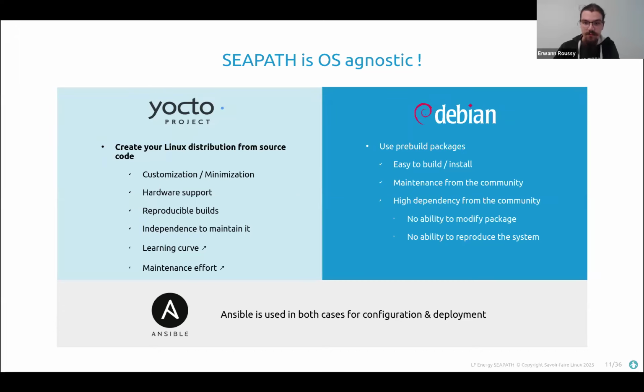Those are the two established and official bases for SEAPATH today, but there can be more to come in the future. I know that some people are interested in putting their own OS at the base of SEAPATH. In both cases, Ansible is used for the infrastructure as code philosophy, so deploying the network and deploying the clustering stuff that I will show after a few slides.